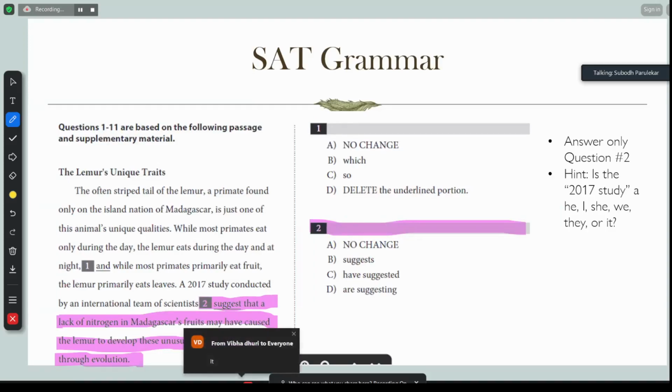And then, a study have suggested is not correct. And a study are suggesting is not correct. We'll talk about why are is not the right word to use and why have suggested is wrong in our future lessons.